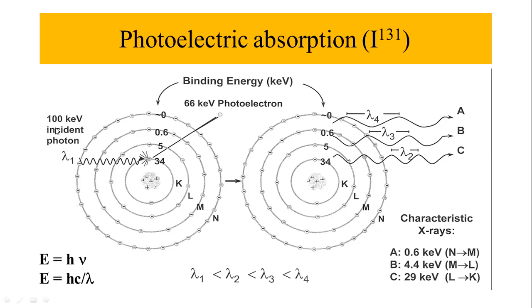So this would be the energy required for the removal of the electrons from the K, L and M shell. It depends on the energy of the incident photon, and simultaneously it is going to depend on the binding energy of the electrons held with the nucleus. So this is all about the photoelectric absorption in the case of iodine 131.